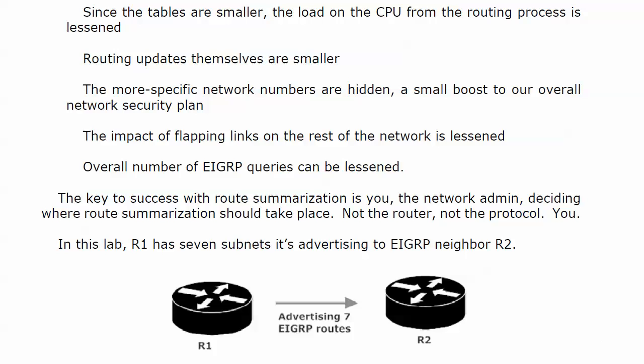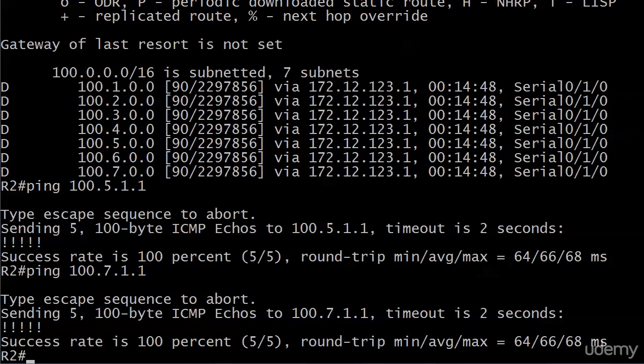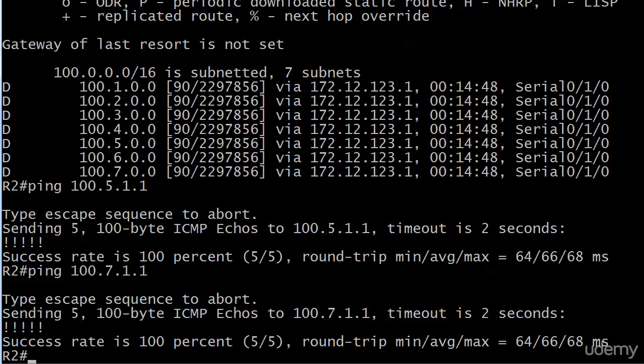Nothing fancy at all. And actually, let's go ahead and take a look at those. Here they are. And you can see they're 101.0.0 through 107.0.0. And you can see I pinged a couple of the loopbacks, 105.1.1 and 107.1.1. Just picked a couple out at random. But we could have one single line replace all 7 of these routes. And we really like that idea. So how are we going to do this?